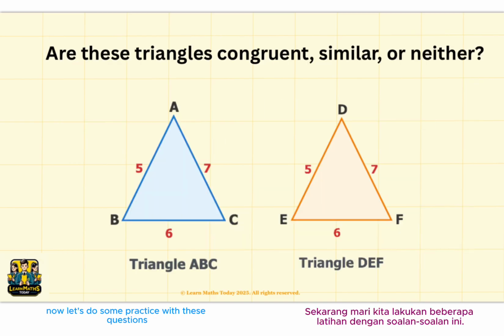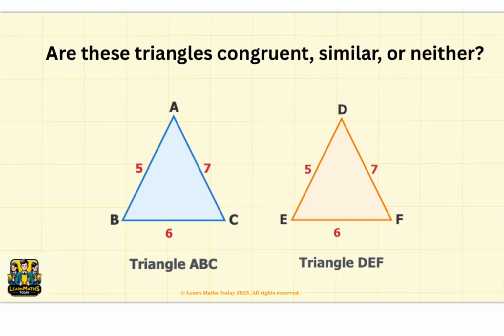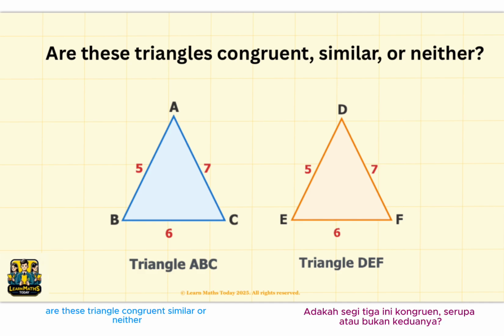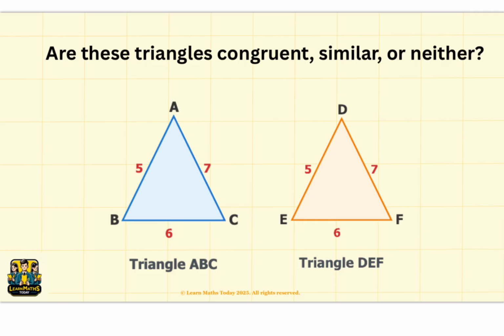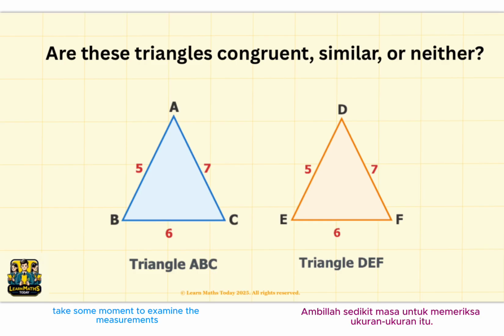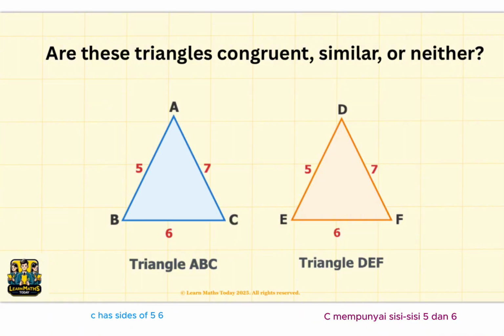Now let's do some practice with these questions. Let's look at triangle ABC and triangle DEF. Are these triangles congruent, similar, or neither? Take some moments to examine the measurements. Triangle ABC has sides of 5, 6, and 7. Triangle DEF also has sides 5, 6, and 7.